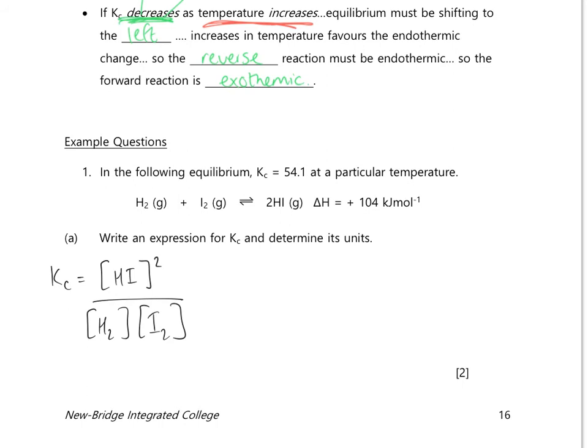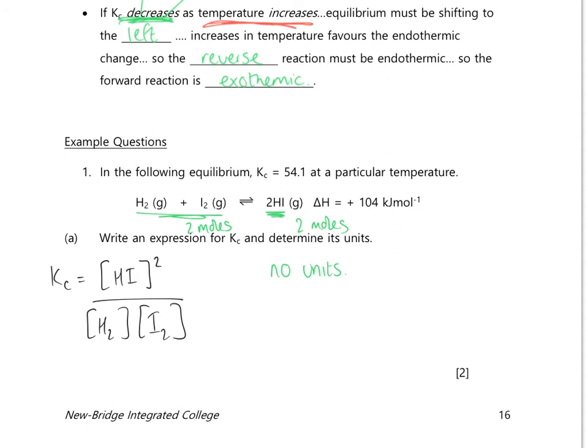In terms of units, again, a couple of ways of doing this. The simplest method is going to be by spotting that the number of moles on your right hand side is 2 moles. The number of moles on your left hand side is also 2 moles. And what we stated earlier was that if there are the same number of moles on either side of the equation, you're going to have no units.